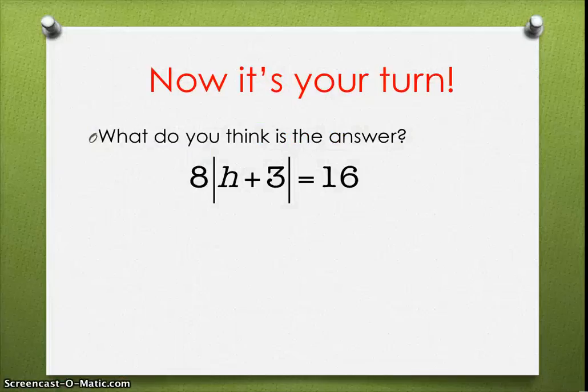Now here's a problem for you to practice all on your own. We have an equation 8 times the quantity or the absolute value of h plus 3 equals 16. Now you need to first ask yourself, are all the parts of the expression inside or outside the absolute value signs? If they're all inside, then go ahead and split them up into two separate equations, thinking about what are the two positions that share the same distance from 0 that would get us to the value we need.